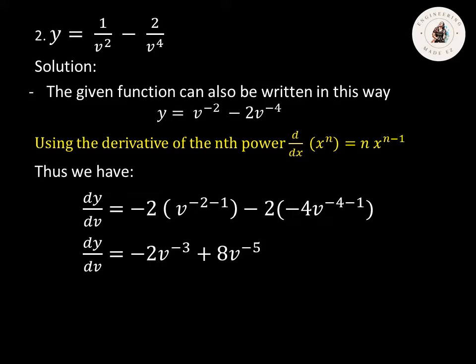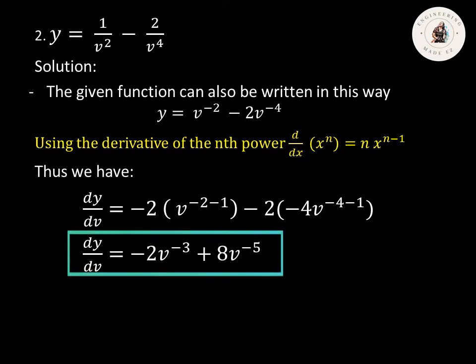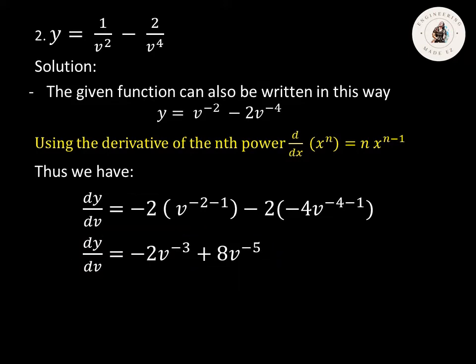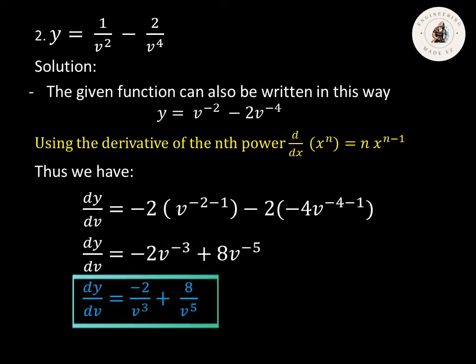So our final answer is that the derivative of y with respect to v is equal to negative 2 multiplied by v raised to negative 3 plus 8 times v raised to negative 5. Then transforming it into a fractional form, we have the derivative of y with respect to v is equivalent to negative 2 over v cubed plus 8 over v raised to the power of 5.